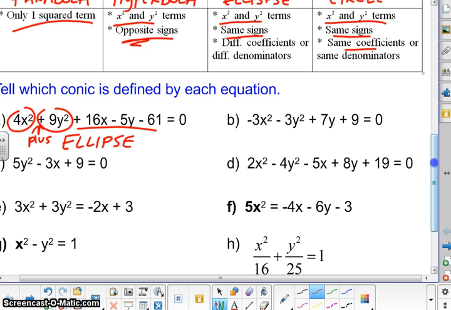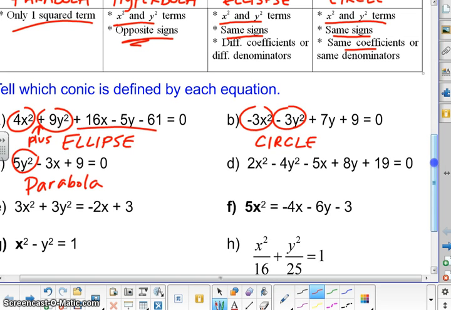Okay, the next one, look, go right to the squared signs. They are the same, -3 and -3, so that means it's going to be a circle, if they have the exact same signs and same coefficients, which they do. Okay, squared terms, there is only one of them, so it can only be a parabola.